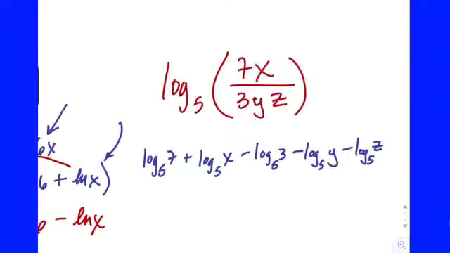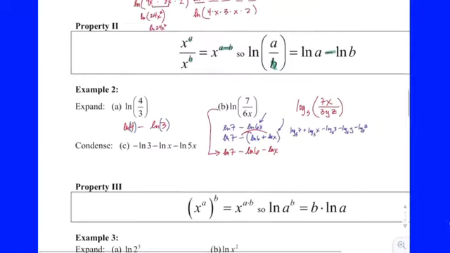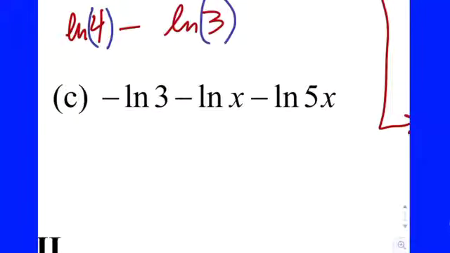Because that's how I want it to end up in the end anyway. So every factor in the numerator gets a plus sign. Every factor in the denominator gets a minus sign, okay? All right, sweet. Go ahead and condense then. Again, that one's not fully expanded, but these rules work in reverse, so go ahead and condense that. Put it as a log of a single argument.